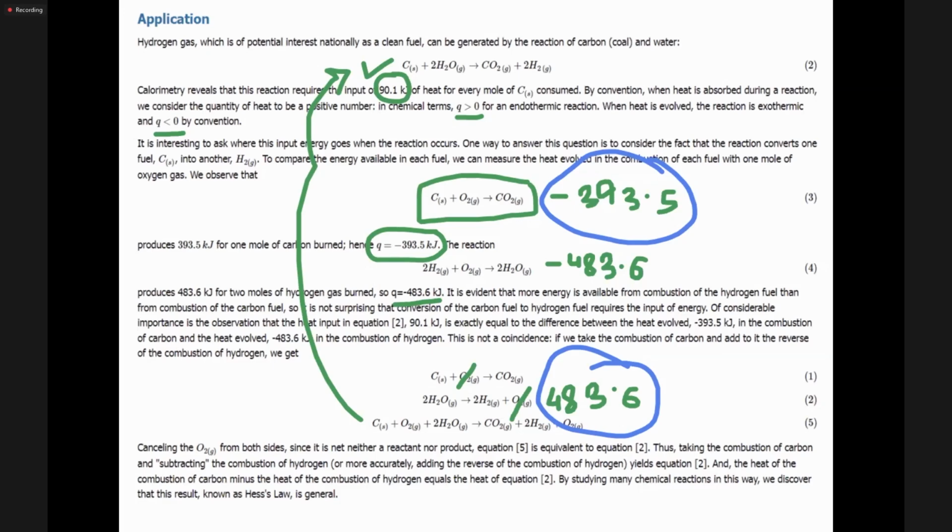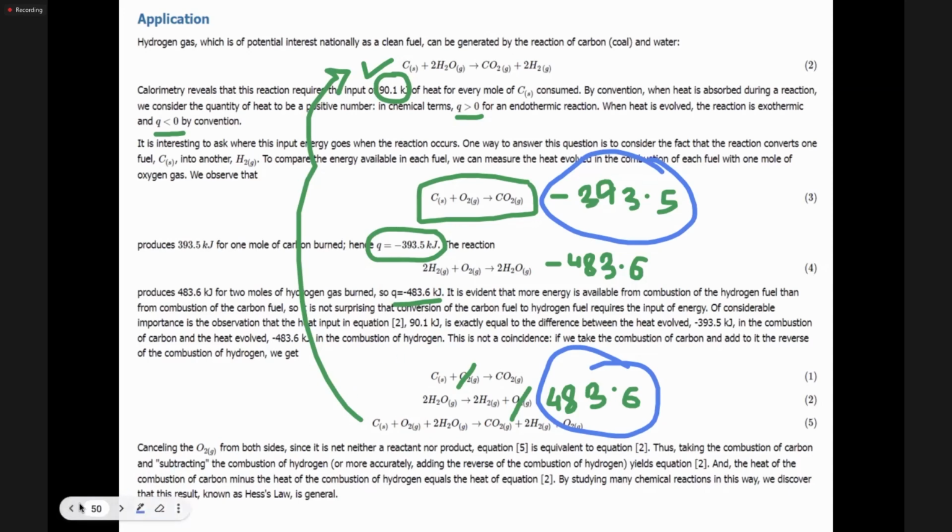The heat of combustion of carbon minus the heat of combustion of hydrogen equals the heat of this reaction. By studying many chemical reactions in this way, we can discover this result. That is Hess's law. It is general and not only applicable for enthalpy, it is applicable for any state function in thermodynamics, such as internal energy, Gibbs energy and entropy.